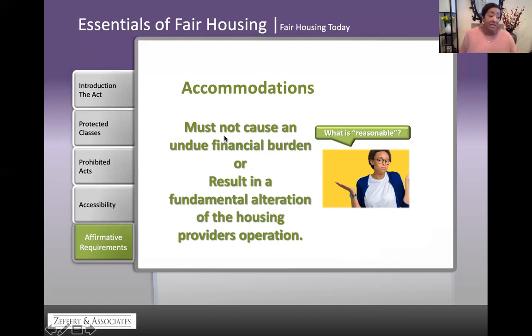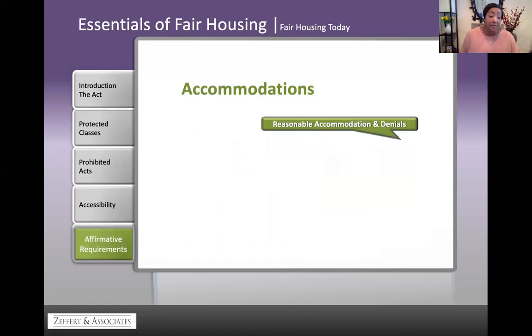If a housing provider denies a reasonable accommodation due to the request being unreasonable, then the provider should discuss with the applicant or tenant whether there is an alternative accommodation that would effectively address the requester's disability-related needs without fundamental alteration to the provider's operations and without imposing an undue financial and administrative burden. What does that mean? There are times where reasonable accommodation or modification is just not going to be possible. Okay, that is the nature of it.